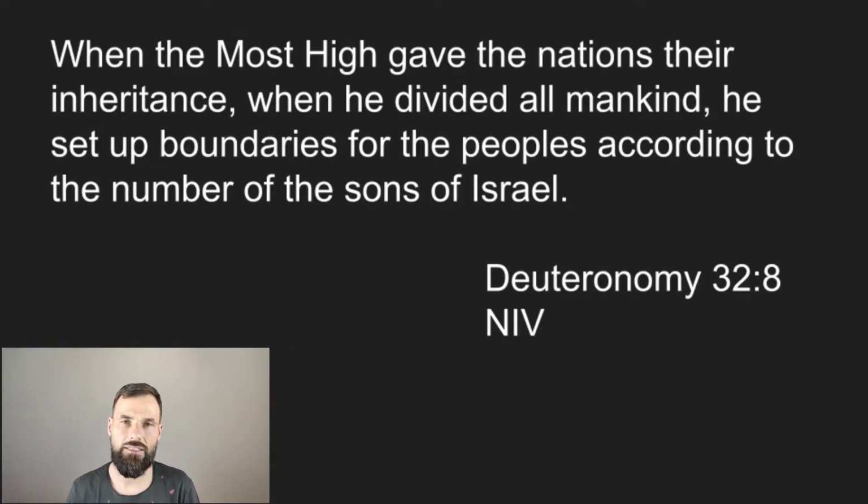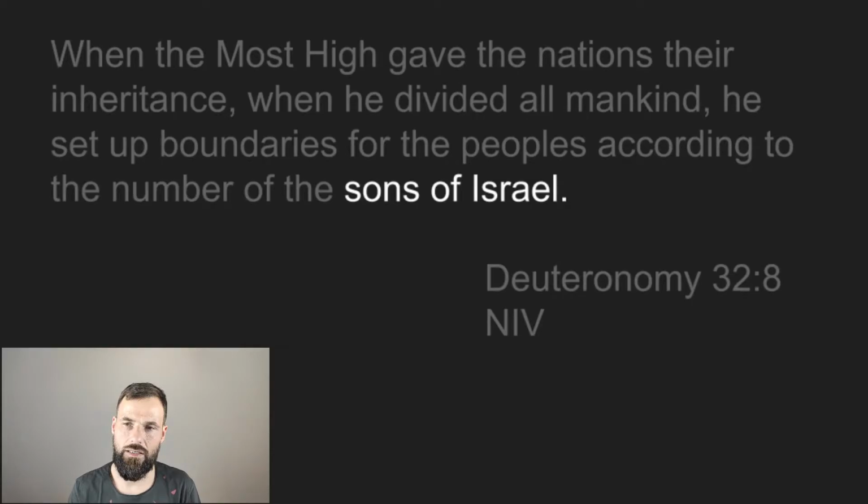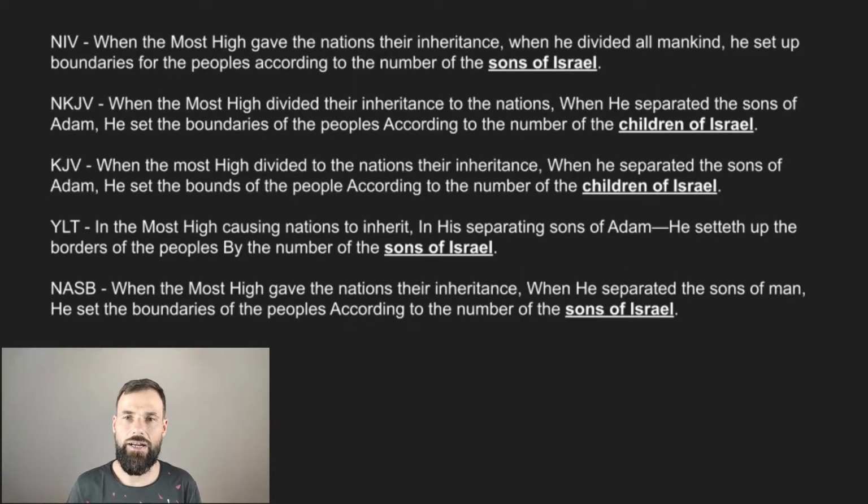Notice the final phrase, sons of Israel. This is where we are going to spend most of our time today. We are now looking at the comparison of this particular text in multiple translations. Notice that the various translations represent two possible readings of the ending phrase. First, sons of Israel. Besides the NIV that we used at the beginning, the New King James Version, Young's Literal Translation, and the New American Standard Bible all have this variant.